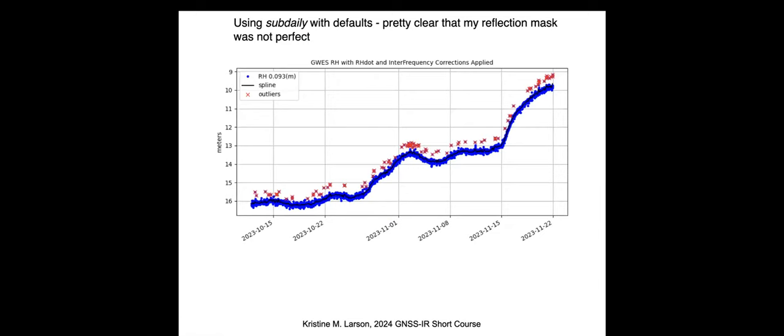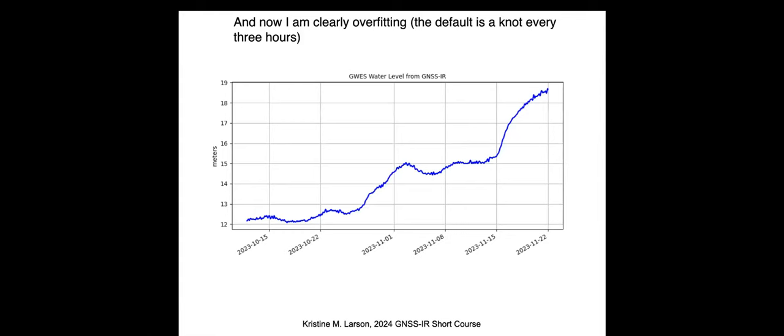And the nice thing about subdaily is we're not using that median filter, but we're using a spline, and those outliers now are very easy to see. It isn't like we're just throwing a median filter at it. Very clearly, my azimuth ranges were not as good as they could have been. So I can either let subdaily do that work, or I can narrow the azimuth ranges and rerun it. And that's what in the end I did.